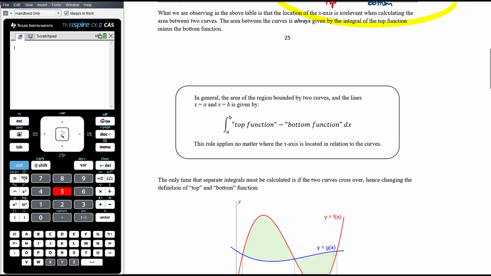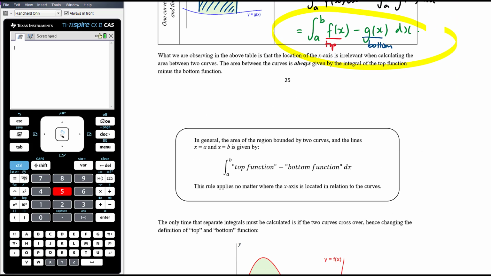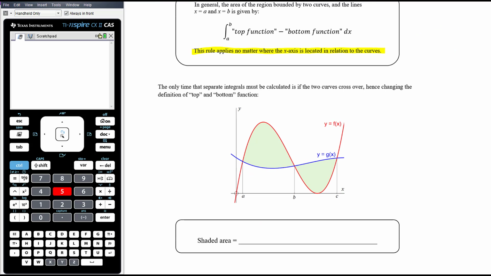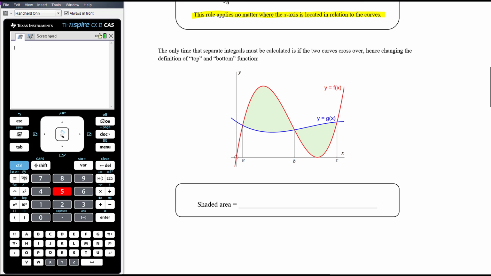Okay, so as I said, in general, the area of the region bounded by two curves and the lines x equals a and x equals b is the integral from a to b of the top function minus the bottom function. And this rule applies no matter where the x-axis lies in relation to the curves. Okay? So the only time we would need separate integrals is if what is the top and what is the bottom changes. So for example, in this question here, from a to b, f of x is the top curve and g of x is the bottom curve, but from b to c, g is the top and f is the bottom. So in that case, we would need two separate integrals because what is top and what is bottom changes.